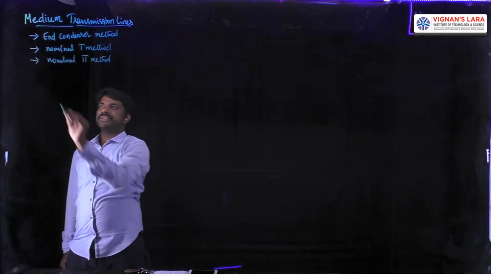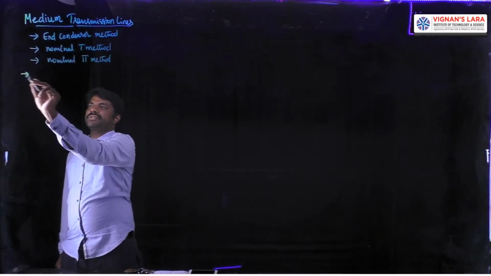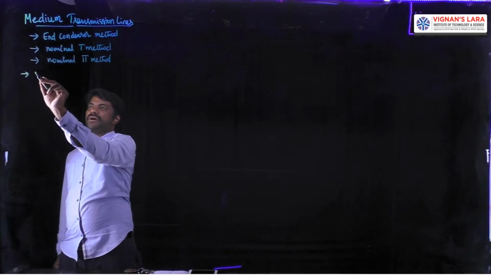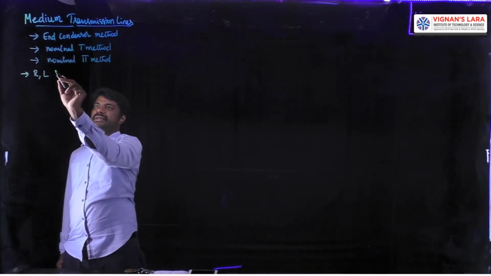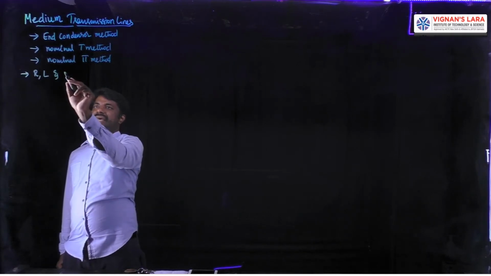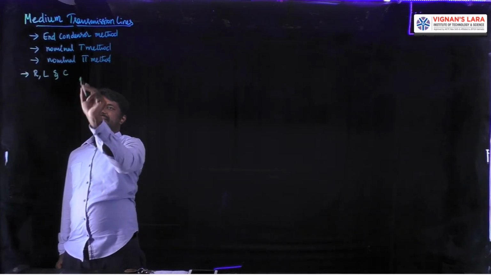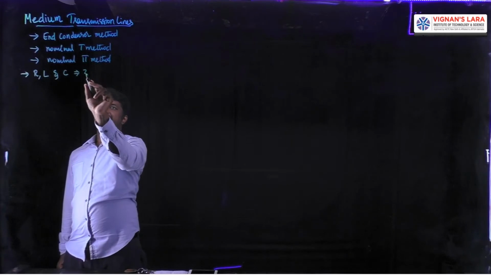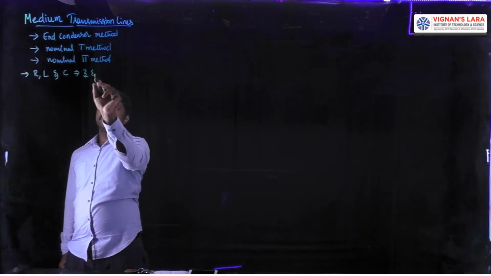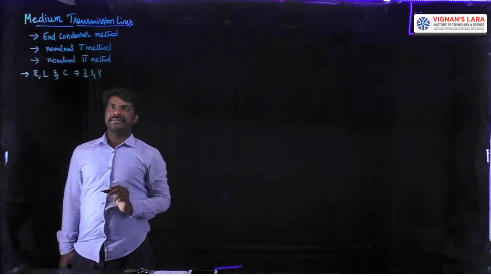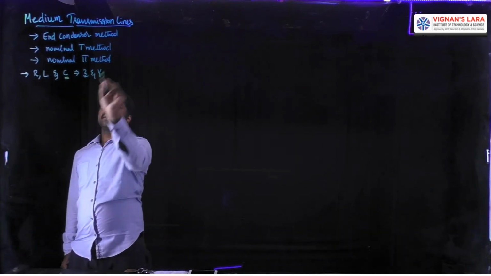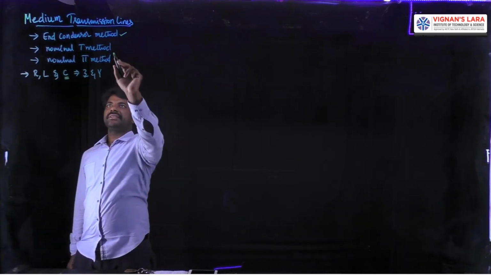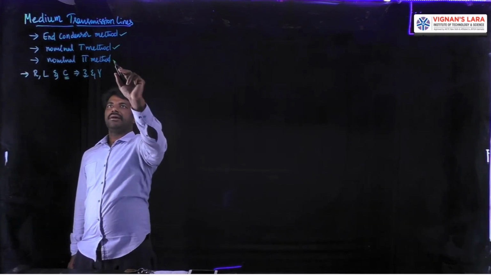In these medium transmission lines, the transmission line is represented with parameters called series impedance, which is formed with resistance and inductance, and shunt admittance having only capacitance. Thereby Z and Y exist in the network. Based upon the location of this C, these are classified into end condenser method, nominal T and nominal pi.